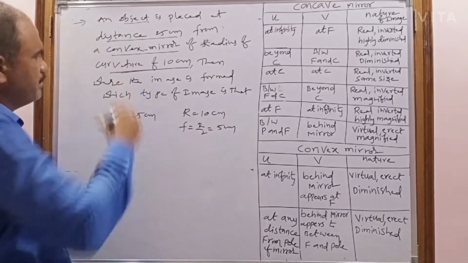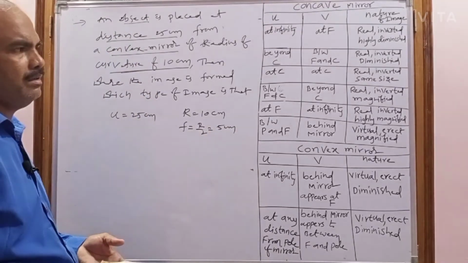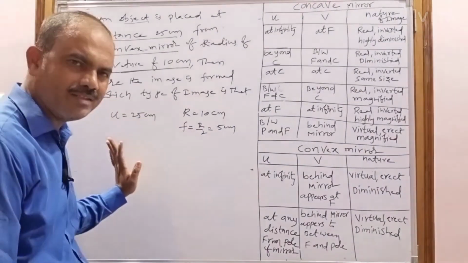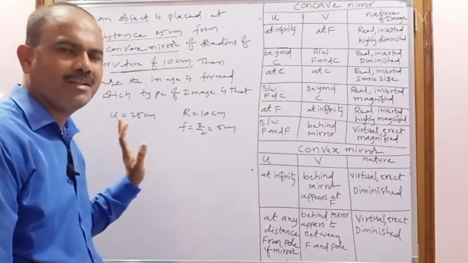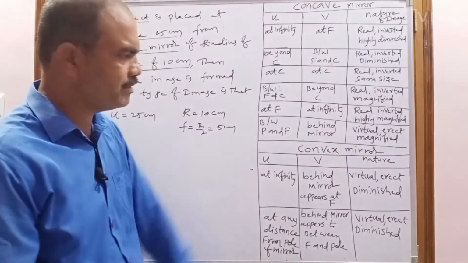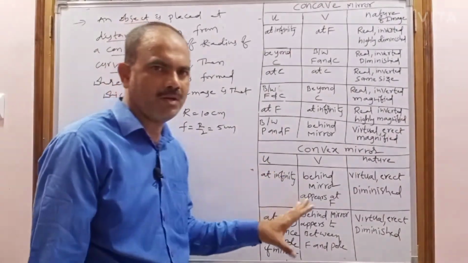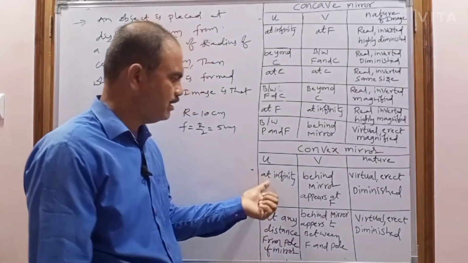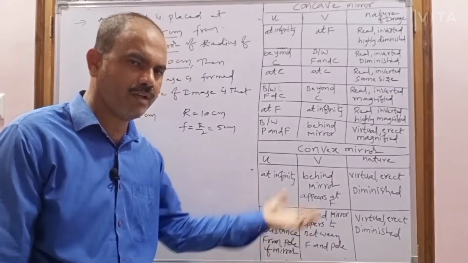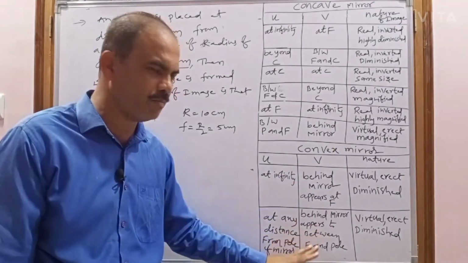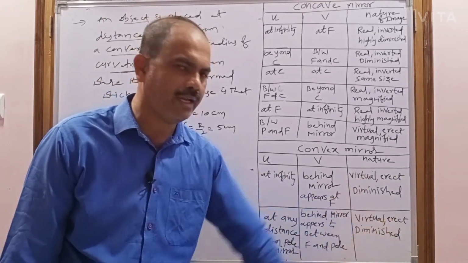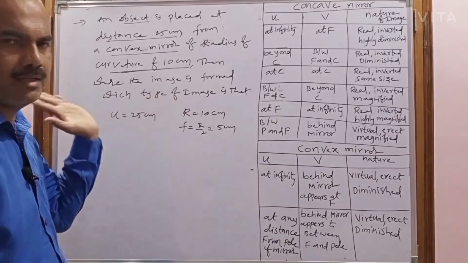But in case of the convex mirror, it is simple. The image is formed behind the mirror. For the convex mirror there is no difficult problem, because there are only two cases: when the object is at infinity, and when the object is at any distance from the mirror. The image is formed behind the mirror, appearing between the pole and focus. And the image is virtual, erect, and diminished. Simple, you can write that.